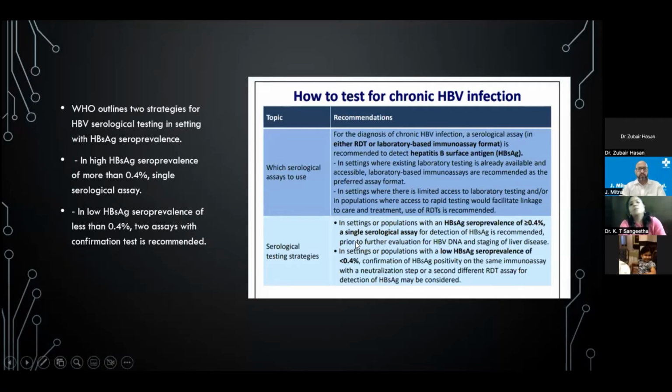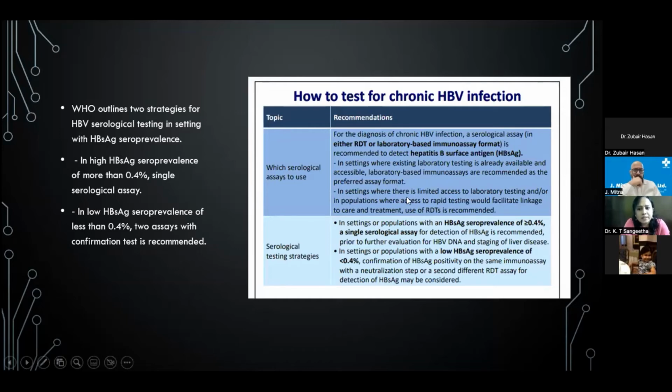So now a little bit of stress on chronic HBV infection. So what does WHO say? The WHO outlines two strategies for HBV serological testing in a setting with HBsAg seroprevalence. In a setting where you have a high HBsAg seroprevalence of more than 0.4%, a single serological assay is enough. In settings where laboratory testing is already available and accessible, laboratory-based immunoassays, mainly ELISA and CLIA, are recommended as the preferred assay format.